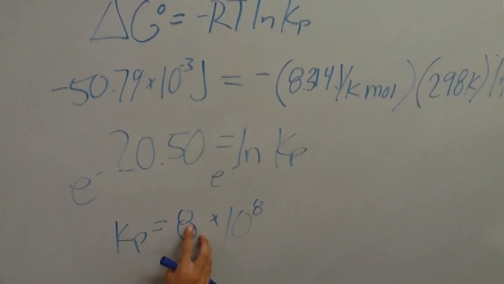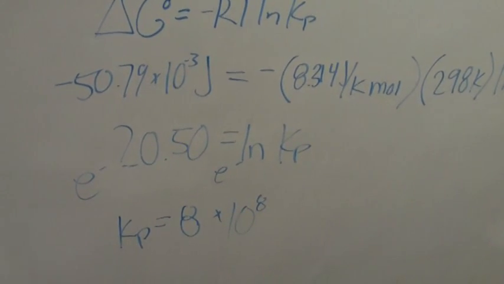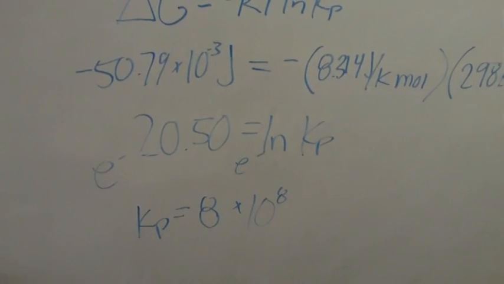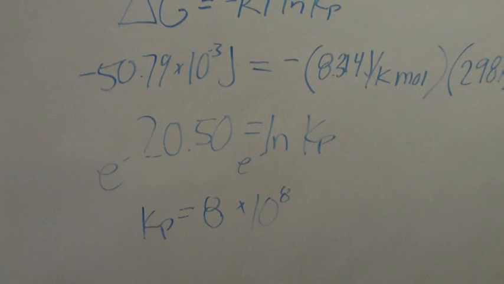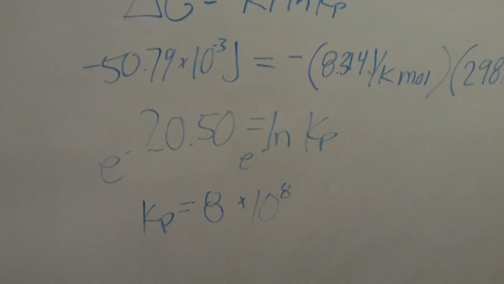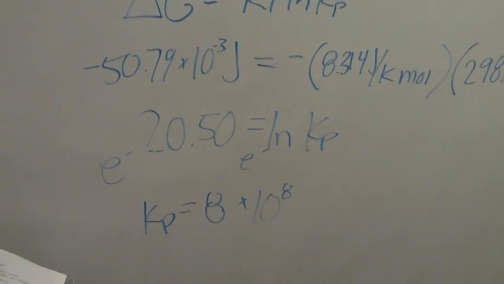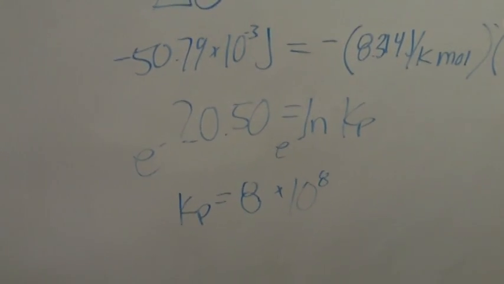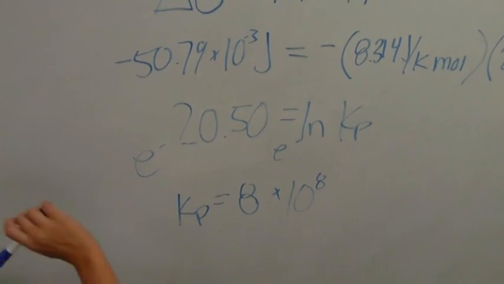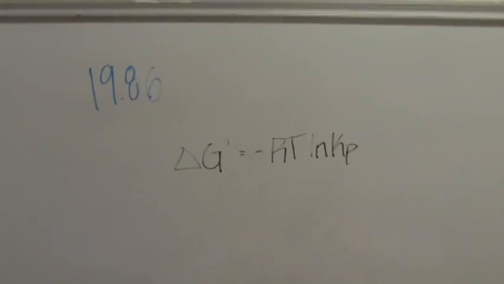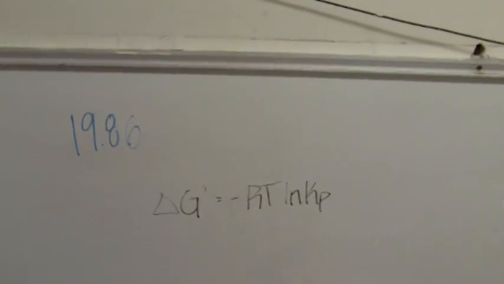And this is a really, really large Kp, which, if you remember back to when we were talking about equilibrium laws, if the Kp is really large, that means that it really favors the product side of the reaction. So that means that this would be worth studying as a method for the production of methane, since the Kp lies so far on the product side. And that's it.